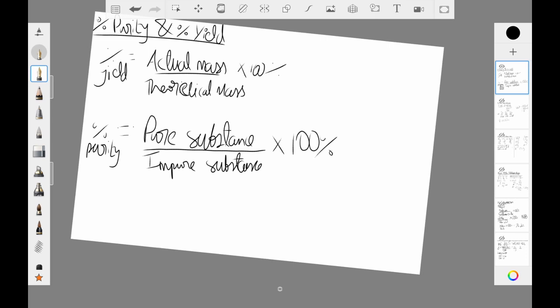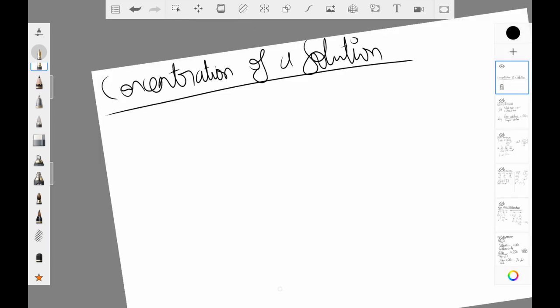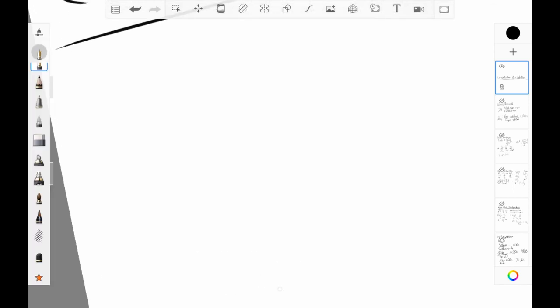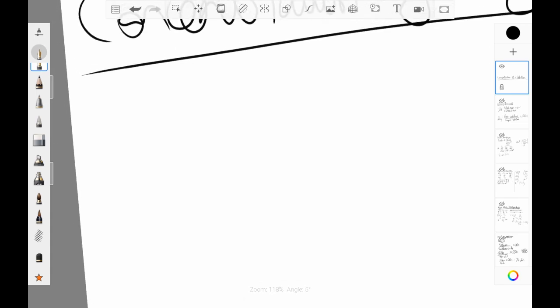Now, finally, we can move on to concentrations and solutions. Right. So the concentration of a solution is the amount of solute that is dissolved in 1 dm cube of a solvent to form a solution. The units for concentration could be grams per centimeter cube or moles per centimeter cube, but in chemistry, more often than not, moles per dm cube is preferred.